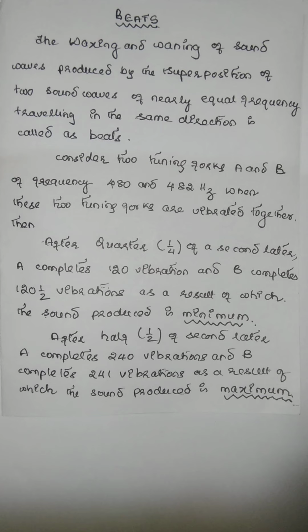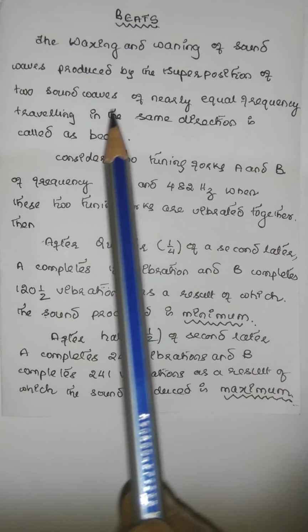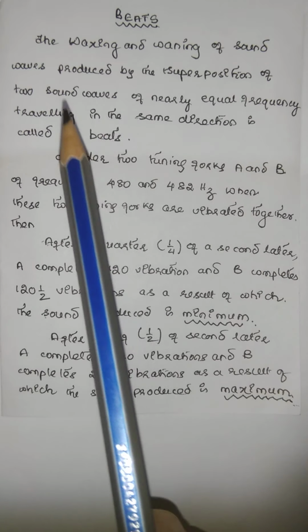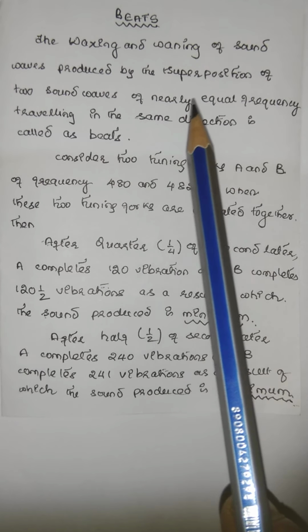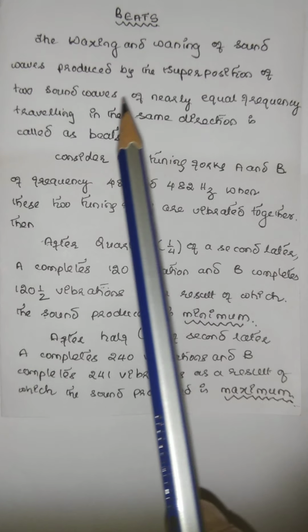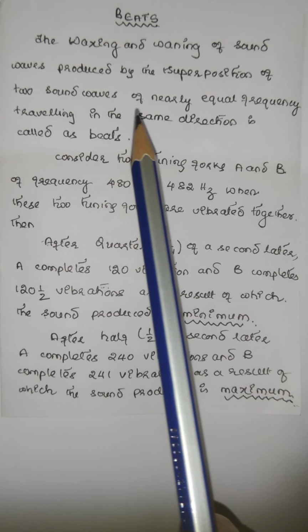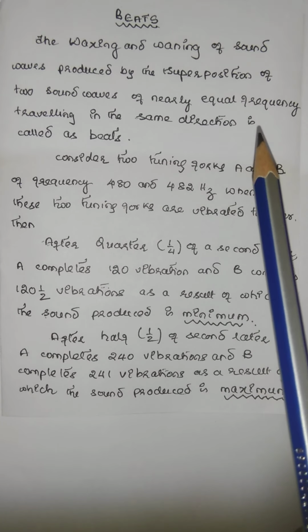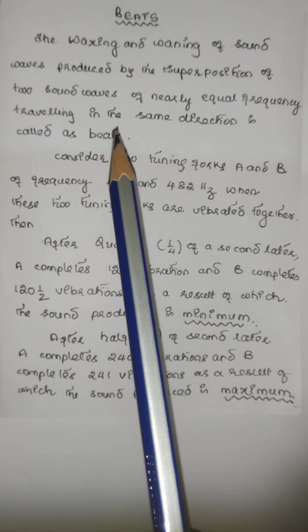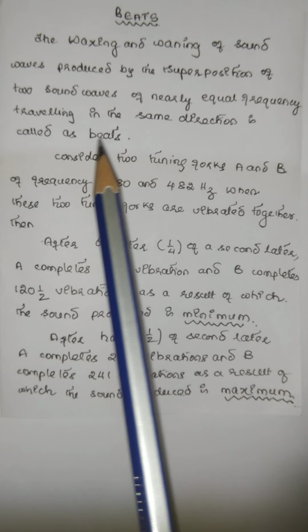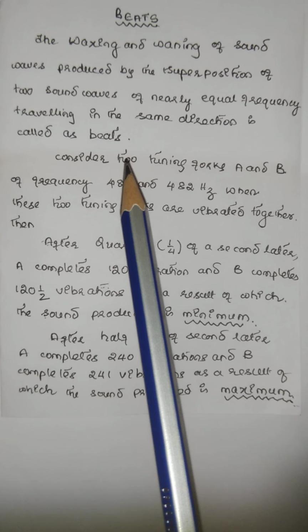Now in today's class we shall understand beats. What are beats and how are beats formed in a medium? The waxing and waning of sound waves produced by the superposition of two sound waves of nearly equal frequency traveling in the same direction is called beats.